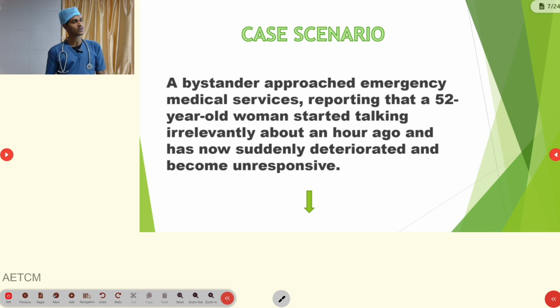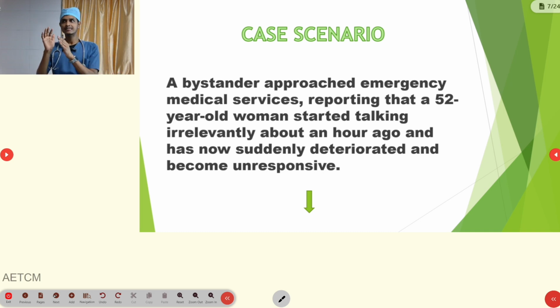Now come to the scenario. Either you are getting a direct call or from the dispatcher you are getting the call, like one bystander is calling, reporting that a 52-year-old woman started talking irrelevantly about an hour ago, and now suddenly she has deteriorated and become unresponsive. So the key thing is, you are in the pre-hospital somewhere else, someone is calling and reporting that there is a 52-year-old woman who, one hour before, became altered, and now suddenly she has collapsed. Okay, this is the scenario you are getting from somewhere else.